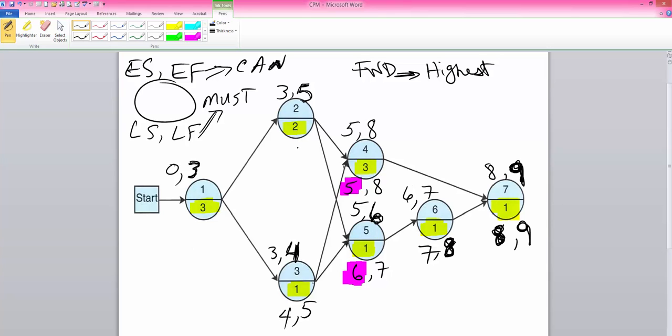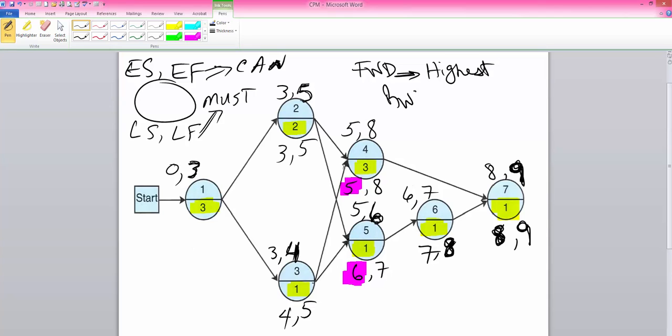Then the same logic applies here. For activity 2, both 4 and 5 are successor activities. So 2 must accommodate both of them. So I will pick the lower number, 5. 5 minus 2 is 3. So let me summarize it here.